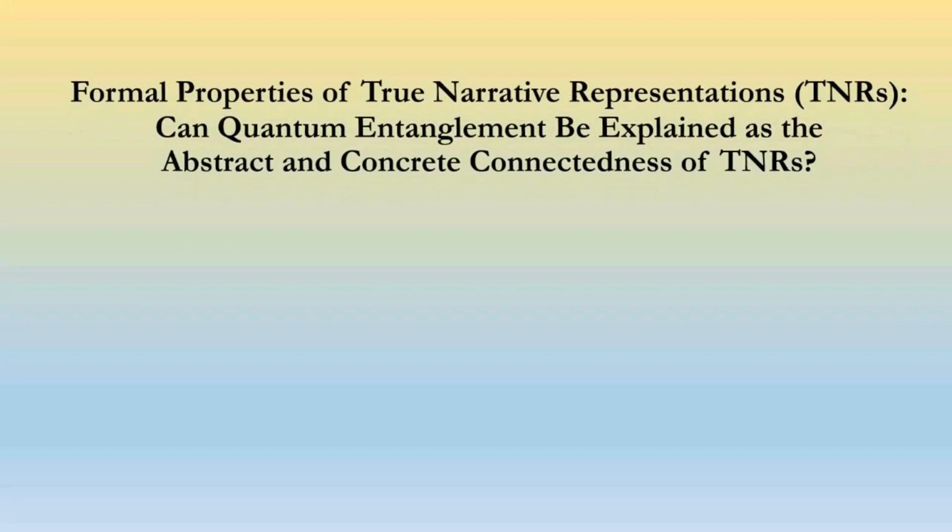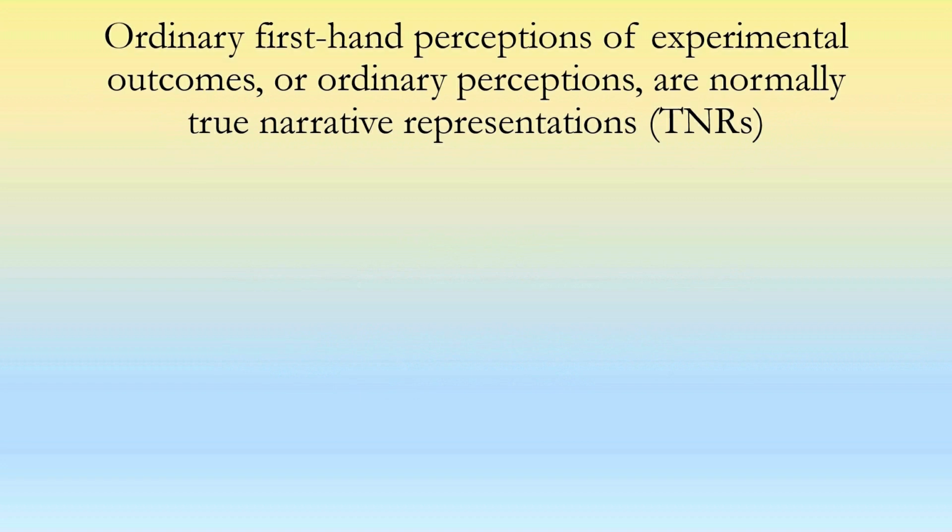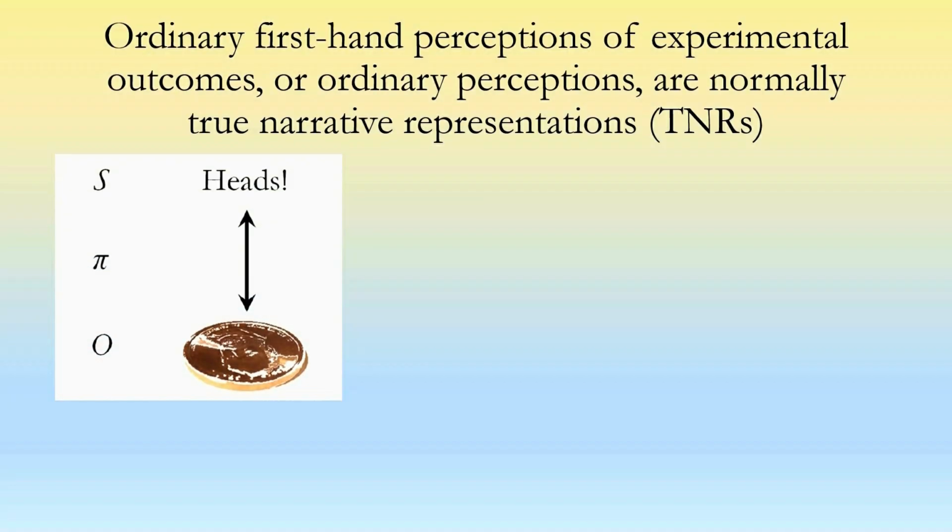Formal properties of true narrative representations. Can quantum entanglement be explained as the abstract and concrete connectedness of TNRs? Ordinary perceptions and experience, or perceptions of the outcome of an experiment, are all TNRs. For instance, suppose you flip a coin and it came up heads. In this diagram, let S pi O represent the symbol, the pi mapping of that symbol onto the object situation, which is the flipping of the coin that comes up heads. It's a true narrative representation because all of these elements come into agreement.